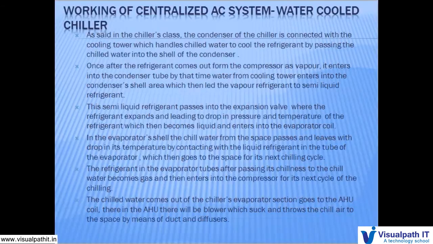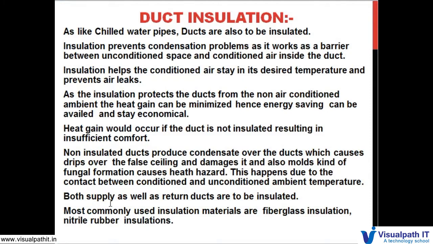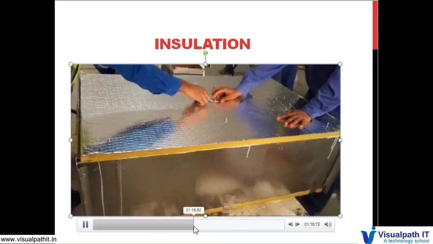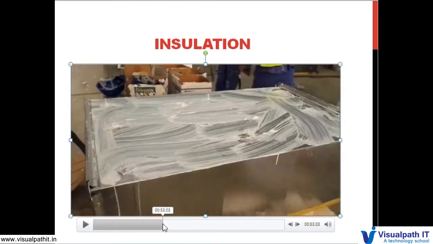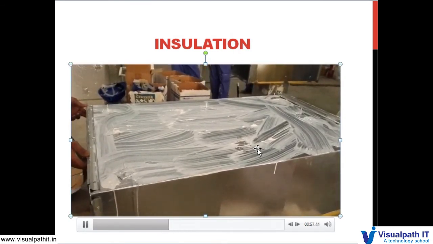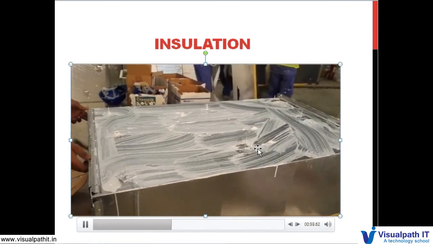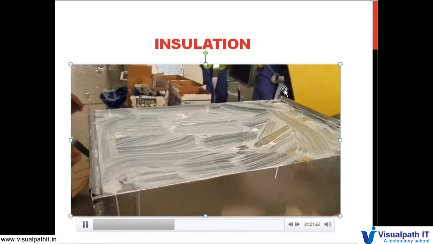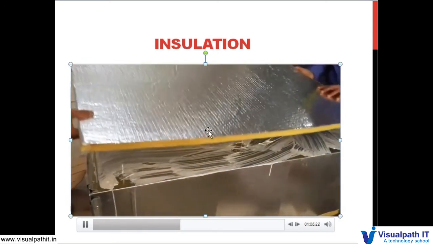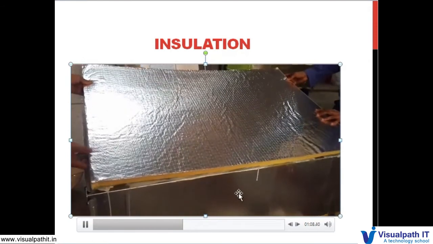What are all the insulation materials we saw here? We saw fiberglass insulation and nitrile rubber insulation. So they are going to do the fiberglass insulation right here. Once the glue is applied, they will fix this fiberglass insulation material over it.